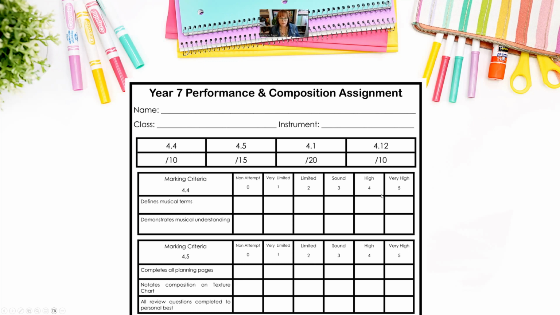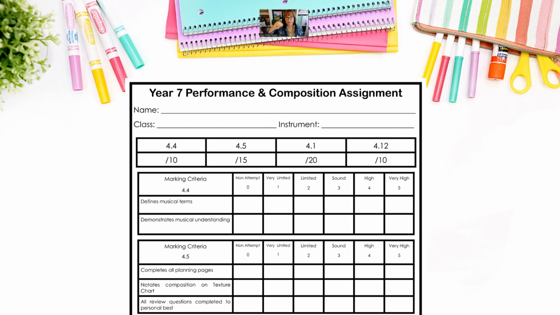And this is where the difference comes in. Some things we incorporate just so we've got kids getting some sort of mark, okay, and they might only get 5 out of 5 for the whole thing, because that's all they've done. But you can see there, completes all the planning pages, notates composition on texture chart. That's something that's included. I'll show you that in a minute.